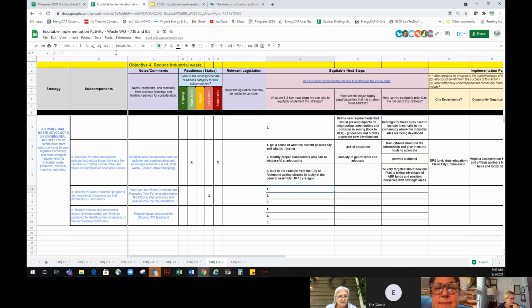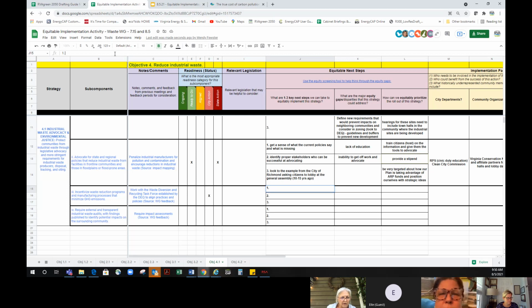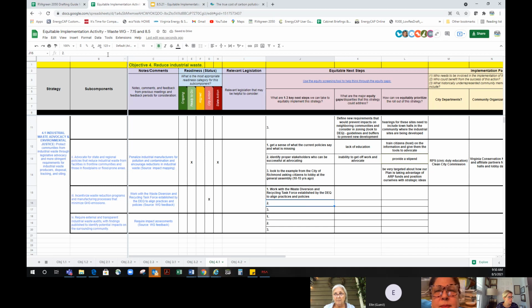Work with the waste diversion and recycling task force established by the DEQ to align practices and policies. That sounds good. I mean, there's Virginia Green Travel, which certifies some businesses. There's Veridiant that certifies businesses for green practices. I don't know if that fits in. I'm trying to read into it. Incentivize waste reduction programs, and yeah, it's a program that helps businesses reduce and minimize their greenhouse gas emissions through all types of activities, but it's mostly that. Does that make sense?